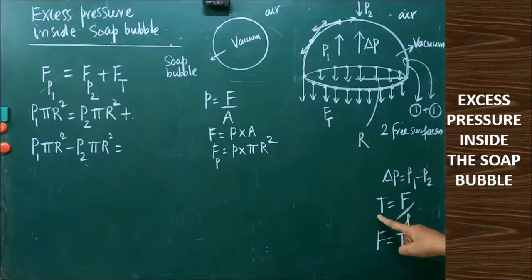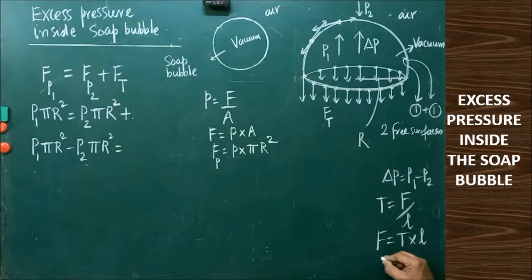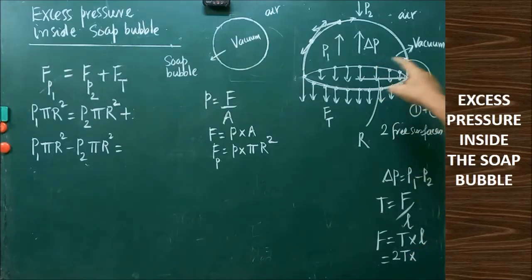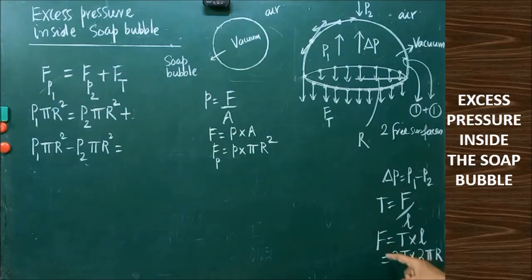How to calculate the force due to surface tension? T is equal to F by L. Surface tension is equal to force by L. F is equal to T into L. So force due to surface tension is T, surface tension, into length. Here, how many free surfaces are there? 2. Therefore, the forces are acting on two surfaces. Therefore, 2 must be written. 2 into T into, instead of L, the circumference is to be taken into account. How much? 2 pi R. So this is the circumference. So this is the force due to surface tension.